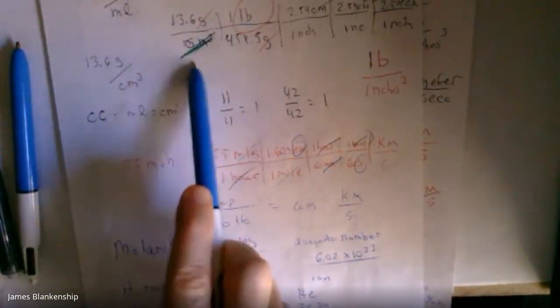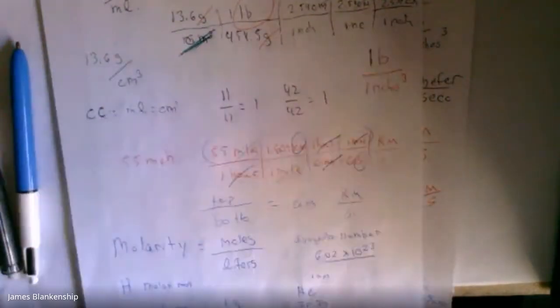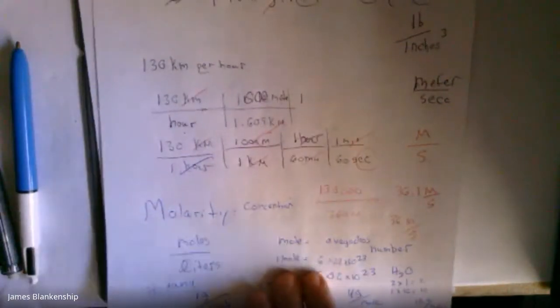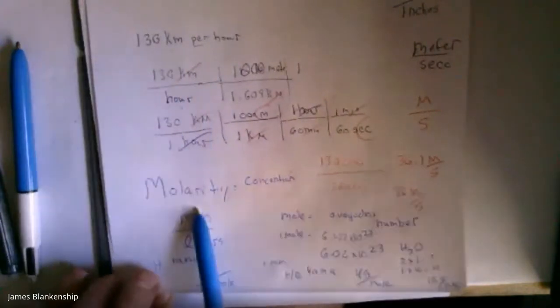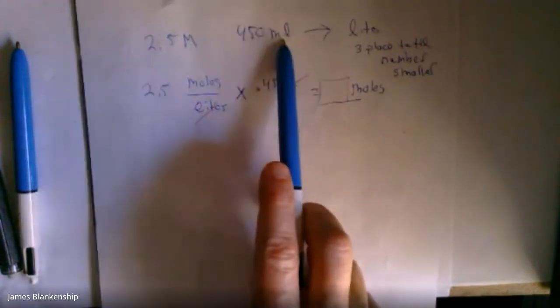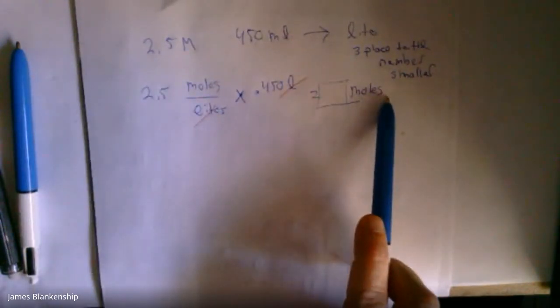We then talked about dimensional analysis. Remember, if something is cubed, you'd have to do it 3 times. If something is squared, you'd have to do it twice. Let's see, what else? We talked about molarity, concentrations, the relationship of moles over liters, dimensional analysis, and how if you have your molarity and your volume, you can find your number of moles.